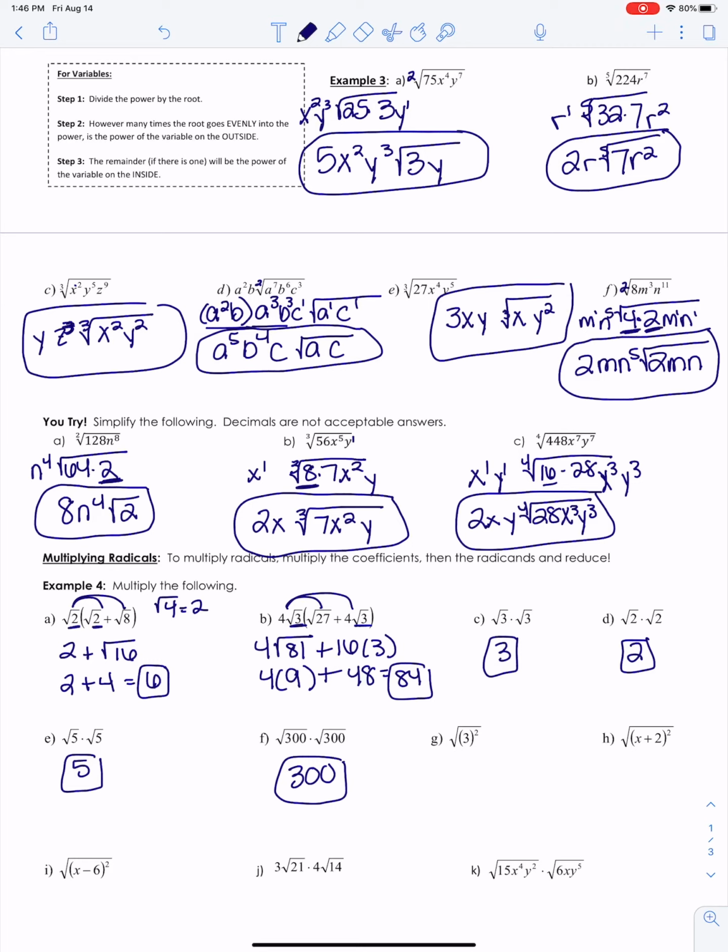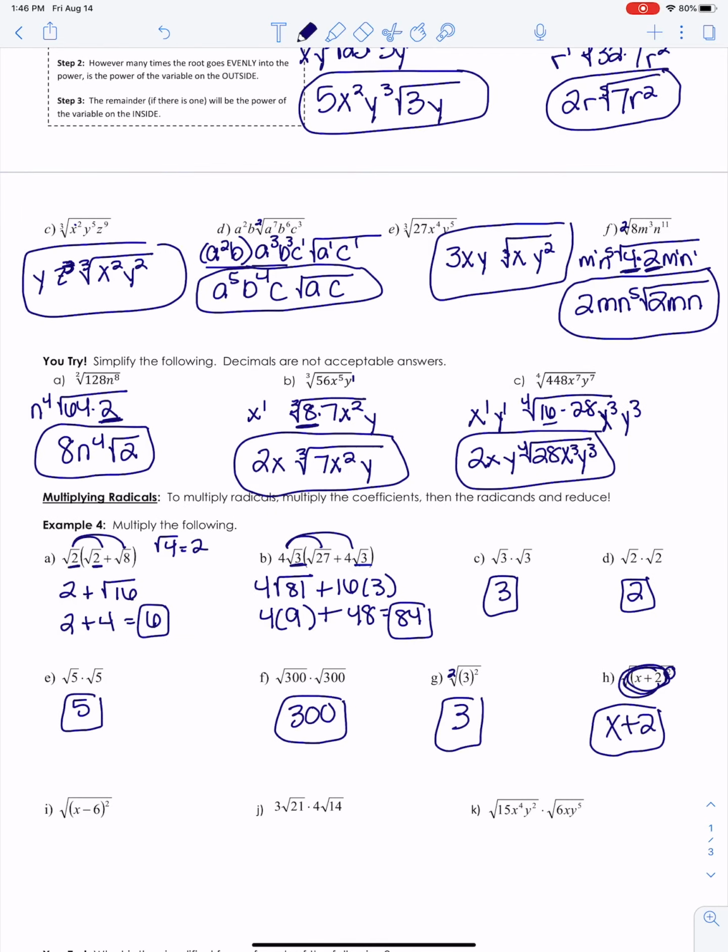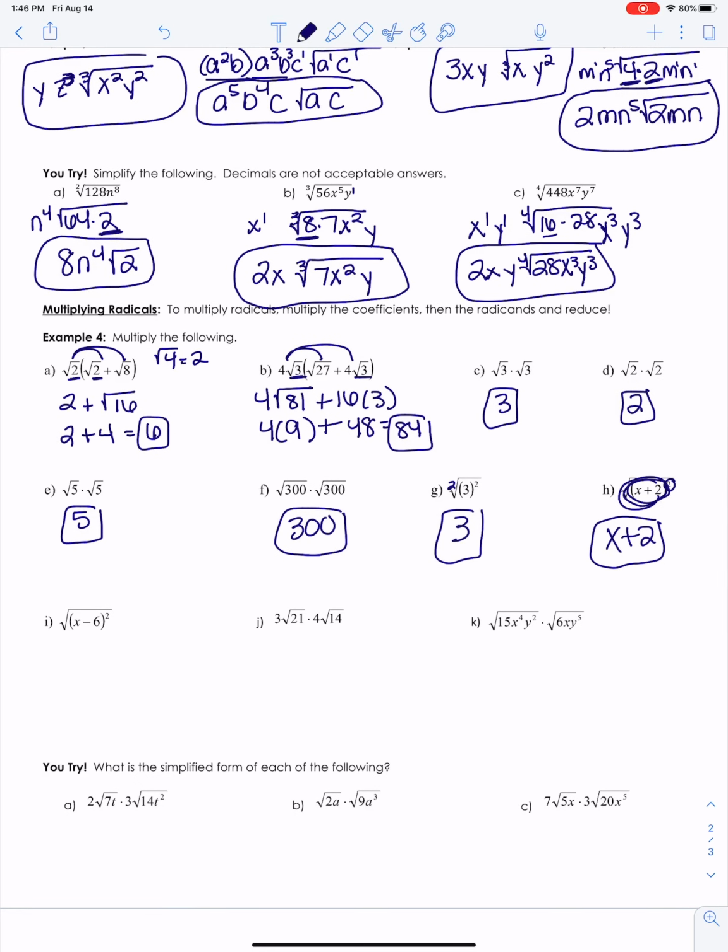All right, for G, we've got the square root of 3 squared. Remember, this is a 2. Well, think about that. 2 goes into 2 once, you're just left with 3. So anytime you're taking the square root of something that is squared, your answer is just going to be whatever that part is right here. So H is going to be x plus 2. For I, it's the square root of something that's squared, so you're just left with x minus 6.